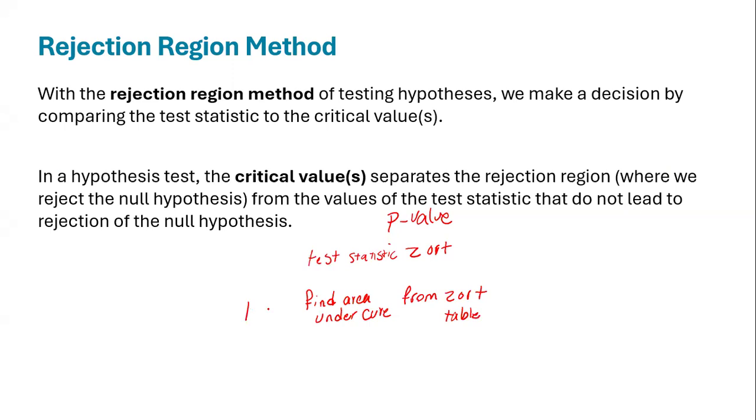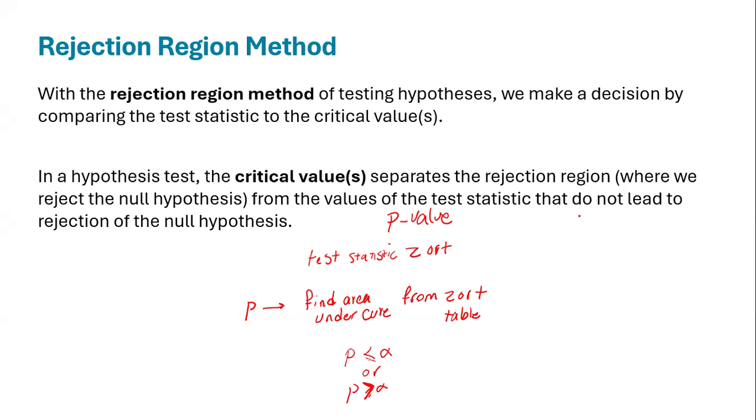Which is the p-value, and then compare the p-value with alpha. That's the p-value method. So we need to find the test statistic first, then look at the z-table or t-table to find the area, which is the p-value, and then compare it with alpha.